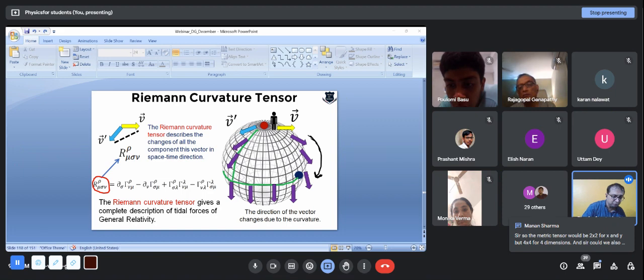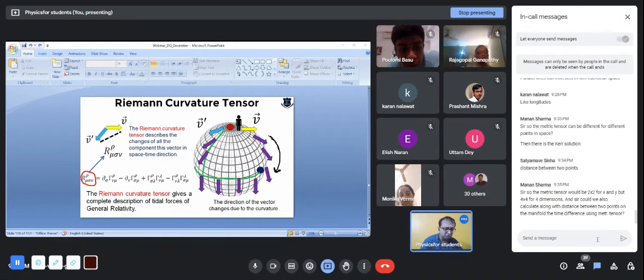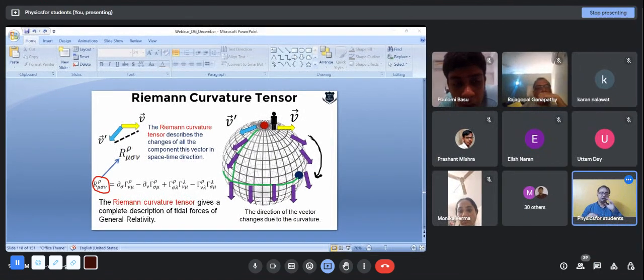So the metric would be 2 by 2 for x and y, 4 by 4, and so on, right? Yeah. And could we also calculate the distance between two points of the manifold to time difference? Yes, the metric tensor does all this magic. You're right, Manan. Absolutely. So you see that if the vector is coming back and it is showing a difference, that means there is a curvature. And this difference between the blue vector and the yellow vector is what the Riemann curvature tensor measures.